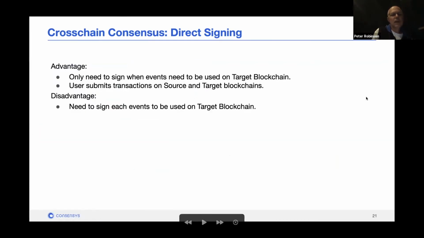And so, the advantage of this sort of system is that you only need to be signing the events that you do actually want to have end up on that target blockchain. You're not having to send some sort of block header all the time. And another thing is that you note that the user is the one who's submitting those transactions on the target blockchain. So if, say, your destination chain was Ethereum mainnet, and you're going to have to pay, say, $30 per transaction, then who's actually paying for the transactions is pretty important.